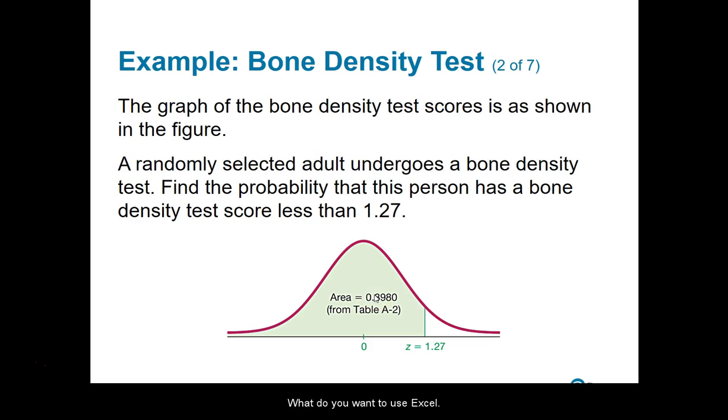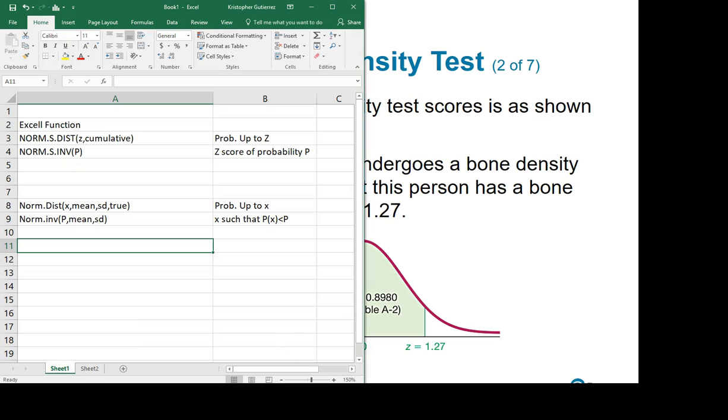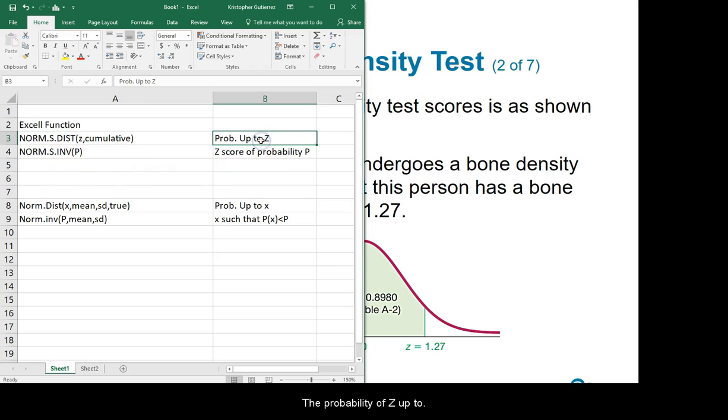What if we want to use Excel? So again, we're looking at the number Z is 1.27. So let's go over here to Excel. Well, I have a couple of Excel functions here already. NORM.S.DIST, NORM.S.INV. Notice that these two functions have an S in there. That is because they are standard distributions. So the probability of Z up to a certain point.